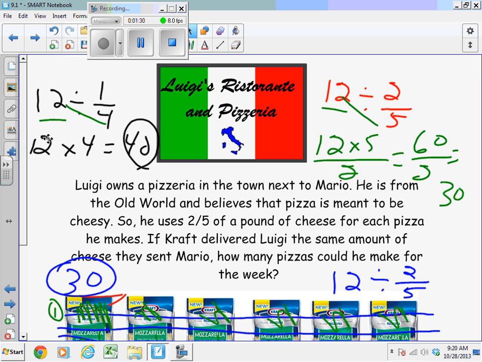Camille, what did your team do? Well, we did keep, change, flip. You did what? Keep, change, flip. What did you do? We did 12 over 1 divided by 1/4, which is equal to 12 over 1 times 4. Well, that's what they did. You didn't do anything different. I asked you if you did something different.